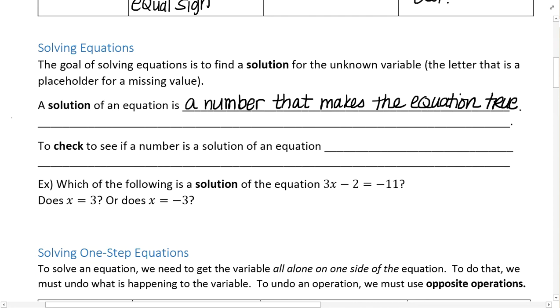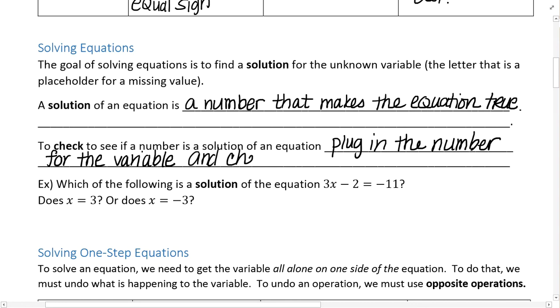All right. So one thing you need to be able to do is check to see if a number is a solution of an equation. And to do that, you want to plug in or substitute the number for the variable and see if both sides are equal. If the variable appears more than once, you want to plug it in for all the places where the variable exists. So again, plug in the number for the variable and check if both sides are equal.